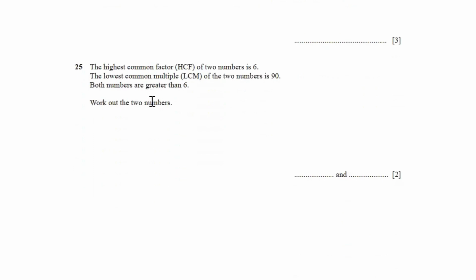Then lastly, question 25 says, the highest common factor of two numbers is 6. The lowest common multiple of the two numbers is 90. Both numbers are greater than 6. Work out the two numbers. So if the LCM is 90, we know 90 has the factors of 30 and 3, 9 and 10, 90 and 1, 45 and 2, and I think 18 times 5. So these are all the factors of 90.